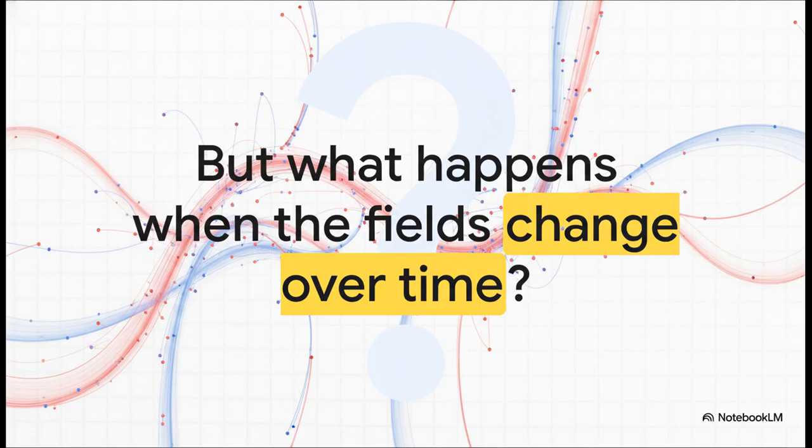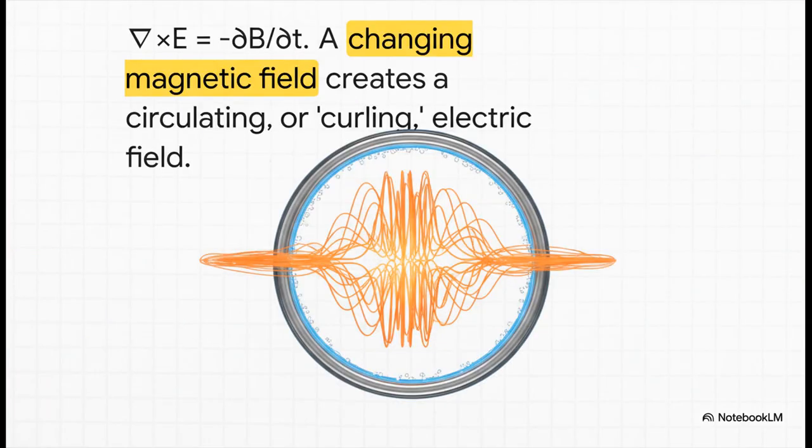What happens when the fields themselves actually start to change over time? Well, the answer is Faraday's law of induction. The left side, del cross E, represents something called the curl of the electric field, which is just a way of saying how much it swirls or circulates. The right side, that negative ∂B/∂t, represents how fast the magnetic field is changing.